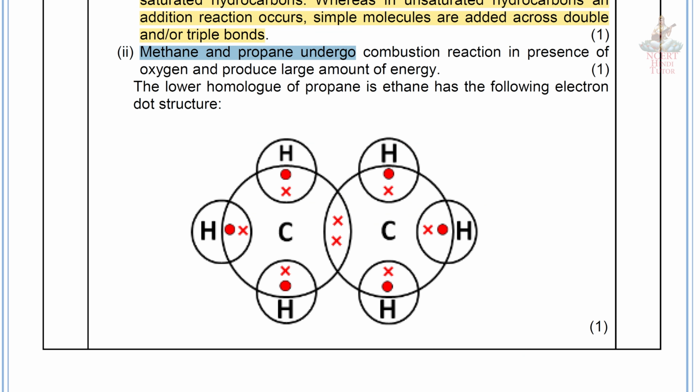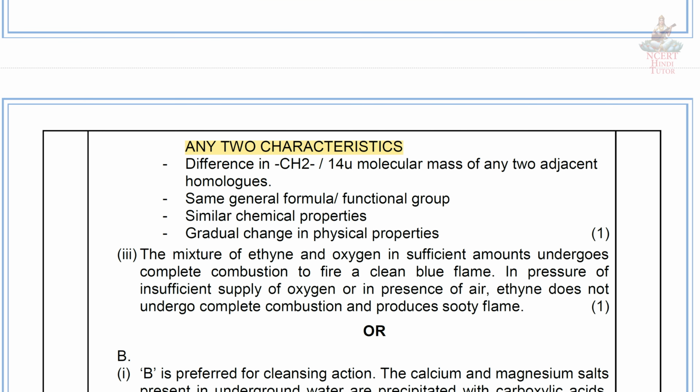Answer. Methane and propane undergo combustion reaction in presence of oxygen and produce large amount of energy. The lower homologue of propane is ethane, has the following electron dot structure. So friends, this is the electron dot structure. Any two characteristics: difference in CH2, 14 u molecular mass of any two adjacent homologues, same general formula, functional group, similar chemical properties, gradual change in physical properties. So you can write any two of the characteristics.